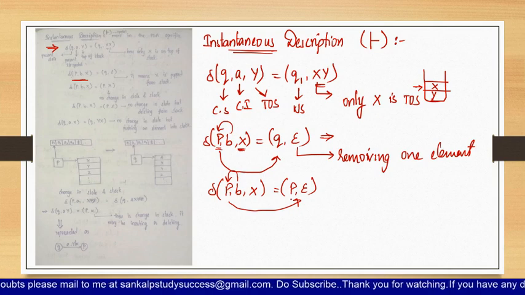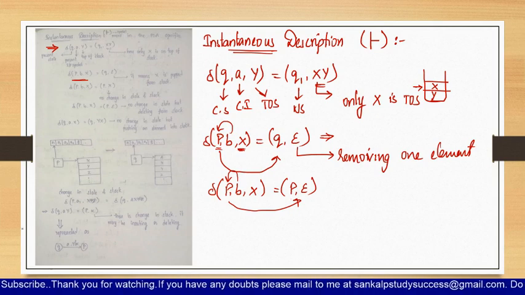So if you are given the moves, then you are asked to check whether any string is valid or not. Then you are going to use this instantaneous description. And also, in order to draw the pushdown automata, you have to use this instantaneous description. This consists of the current state, current input symbol, and also the current top of the stack. So this is nothing but the instantaneous description.